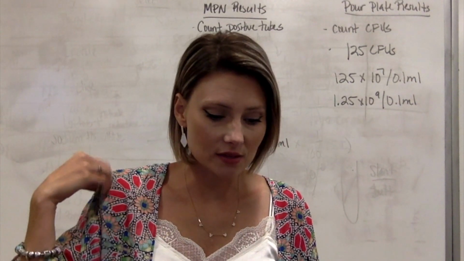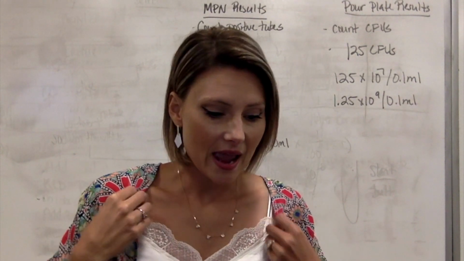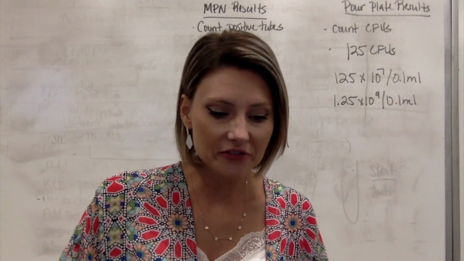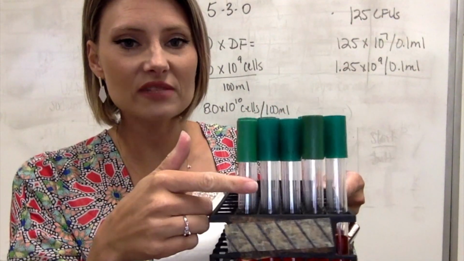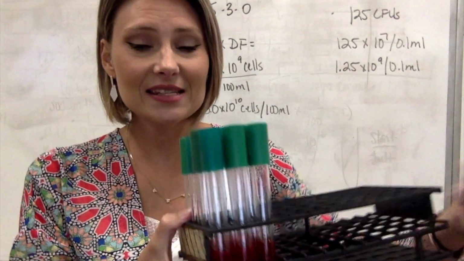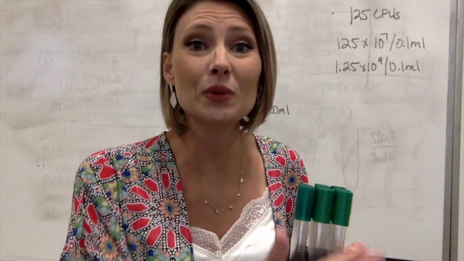Okay, that's our media that we're going to be using, and it is a setup of 5 tubes in a row. So here's my 5 tubes. Each row has 5 tubes, and in this scenario, we are going to be having 3 rows of tubes. The point of the MPN is to dilute to extinction.